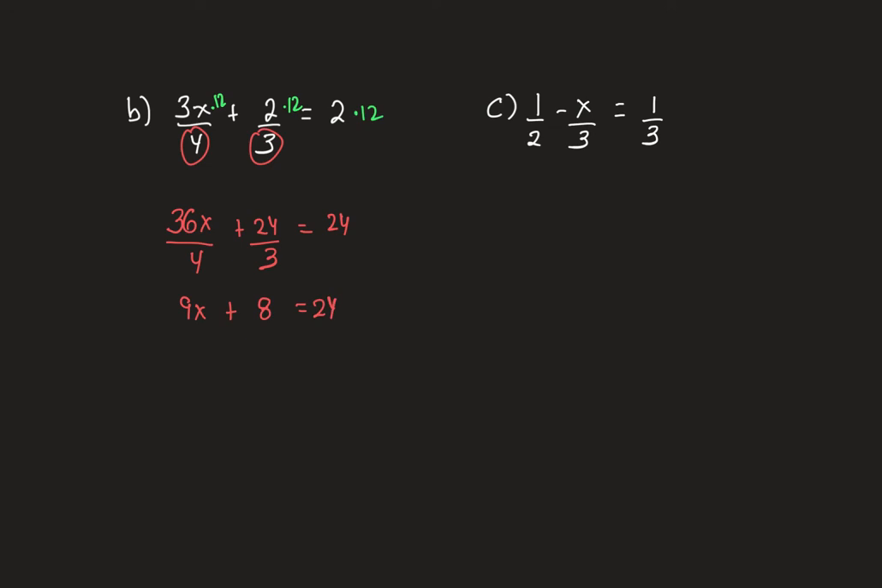All right, and then you want to move your stuff around. So I'm going to move the 8 to the other side by subtracting it. All right, so you're going to get 9x is equal to 16. You are going to divide both sides by 9, so you should get 16 over 9, which I can simplify into 1 and 7 over 9.